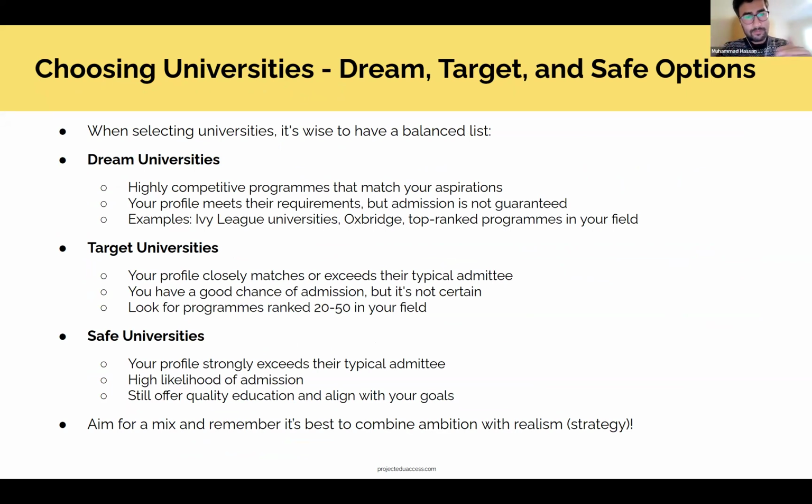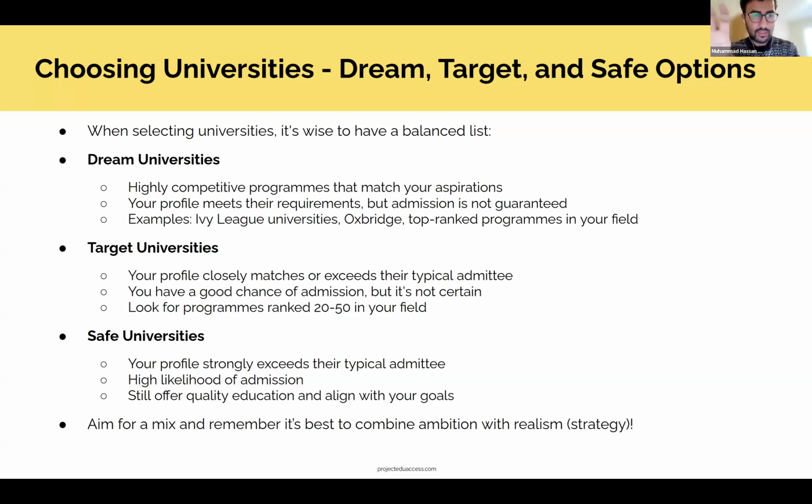Dream universities are highly competitive, as Ms. Amna pointed out: the Oxford, the Cambridge, the Harvards, the Ivy League, Stanford, Yale, all of it. Your profile might meet their requirements, but admission is not guaranteed. Dream big, don't undersell yourself. Then target universities are good universities that your profile matches with, and safe universities are ones you would have a high likelihood of getting into.